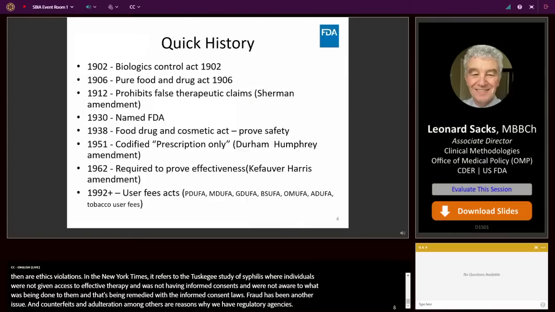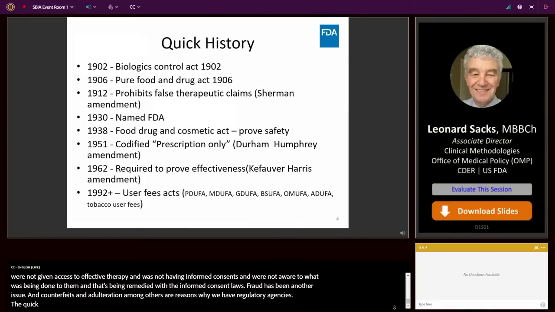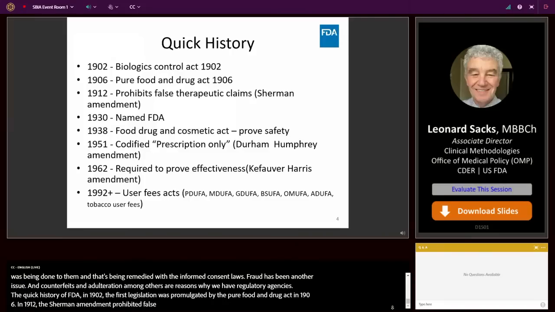A quick history of FDA. In 1902, the first legislation was promulgated regarding the control of medical therapeutics. It was the Biologics Control Act. It was followed by the Pure Food and Drug Act in 1906. In 1912, the Sherman Amendment prohibited false therapeutic claims. In 1930, the agency was named the Food and Drug Administration.